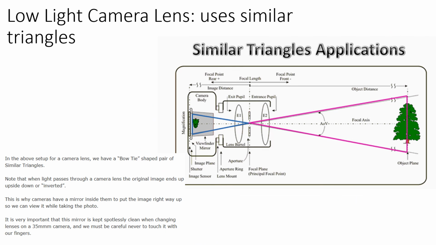So where might we see this AA similarity used in the real world? In low light camera lenses, they use similar triangles. So if you see that picture that's located there on the right, the camera lens, we have a bow tie shaped pair of similar triangles.